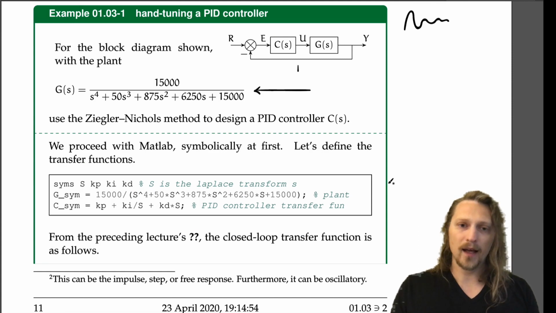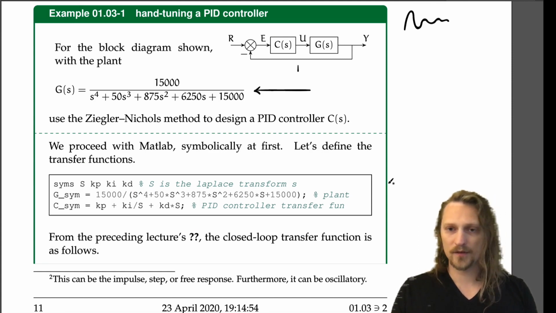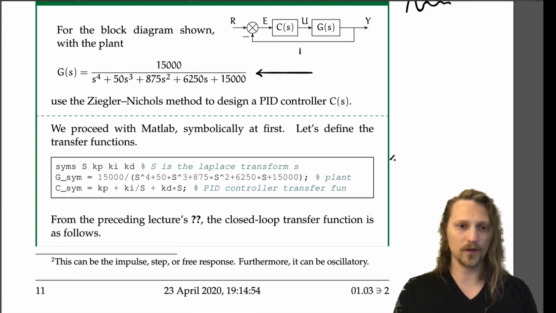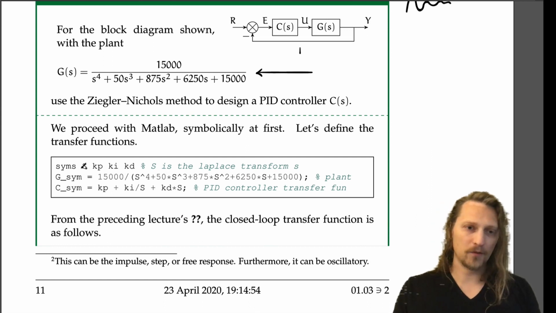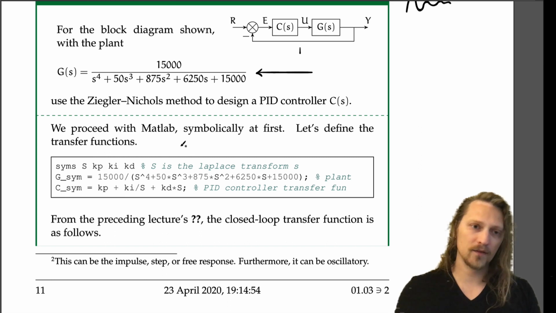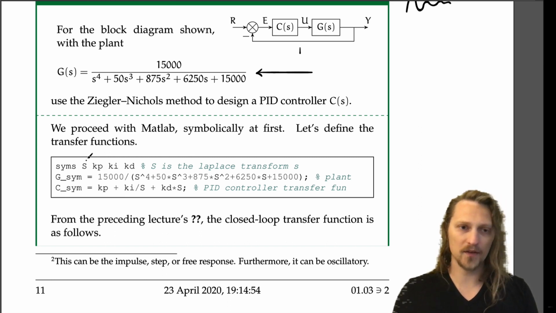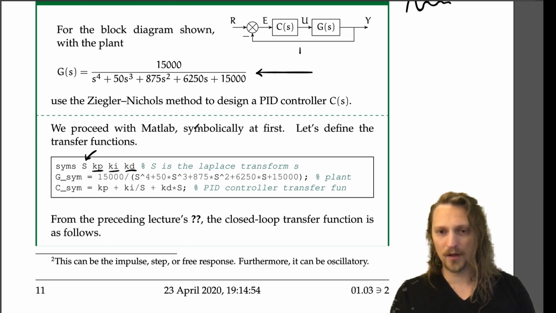We proceed with MATLAB symbolically at first. So let's define the transfer function symbolically. We have 4 symbolic variables that we'll define, one for the Laplace S variable, and then the 3 gains, Kp, Ki, and Kd. We're going to keep these around for a little bit.